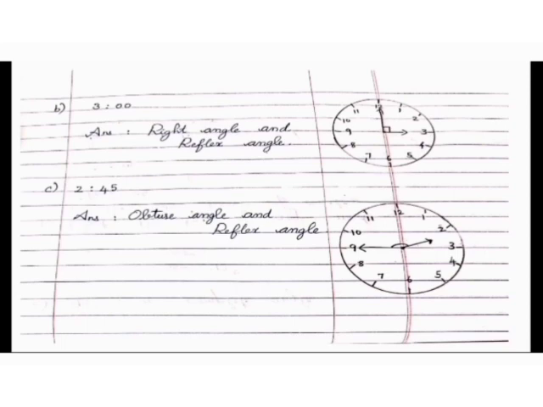The time is 3 o'clock. Mark 3, that short hand belongs to 3, and then long hand belongs to 12. Will you get a right angle and reflex angle? And then next, 2 o'clock 45 minutes. What is the type of angle, children? 2 o'clock 45 minutes, obtuse angle and reflex angle.